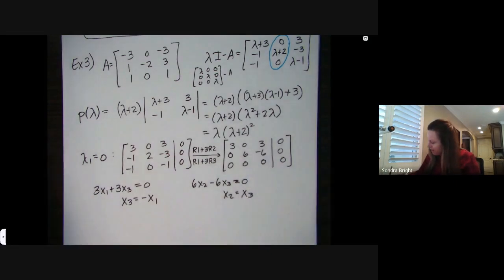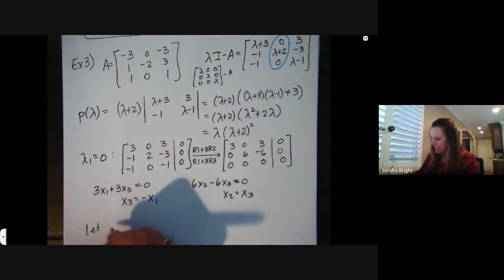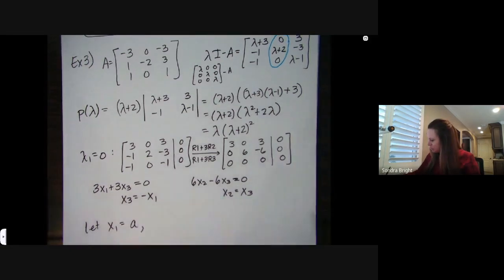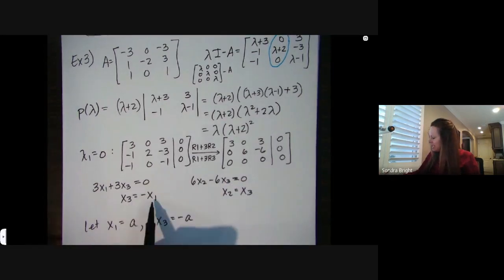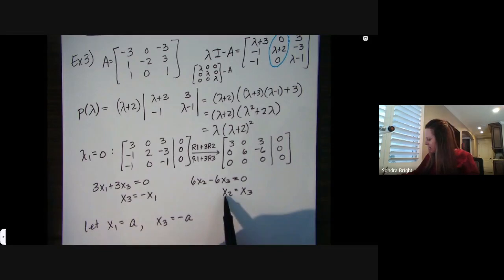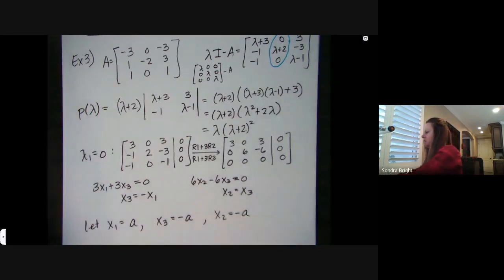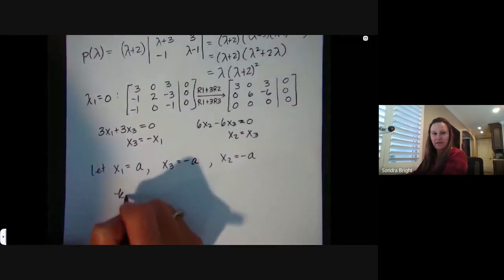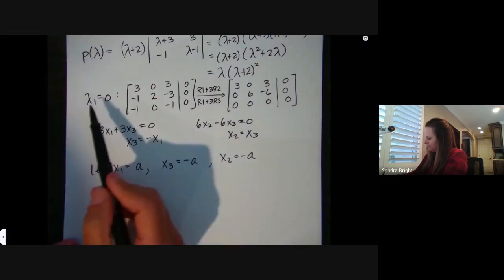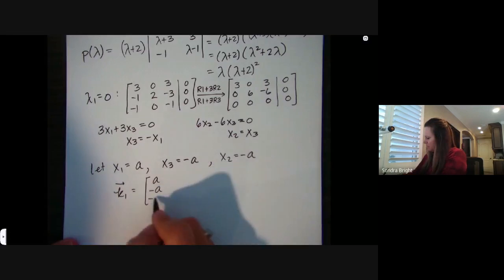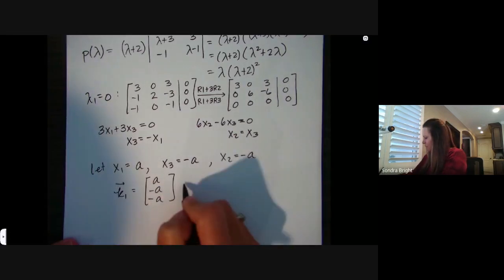All right, so if I let x1 equal a, then that means x3 would equal negative x1, which is negative a. And since x2 is equal to x3, x2 is also equal to negative a. So my eigenvector corresponding to when your eigenvalue is 0 would be x1 is a, x2 is negative a, x3 is negative a, which means that it's 1, -1, -1.